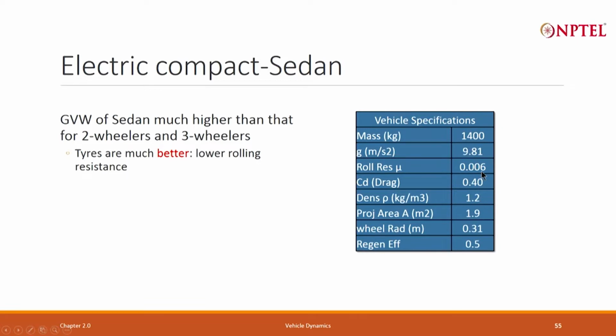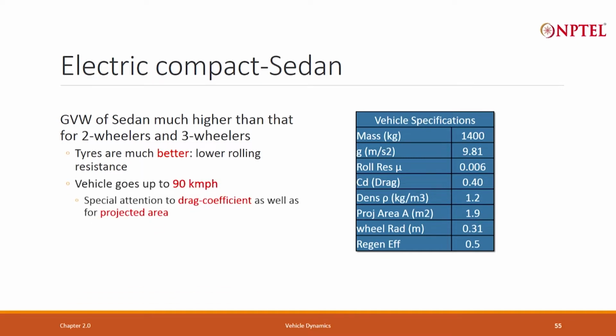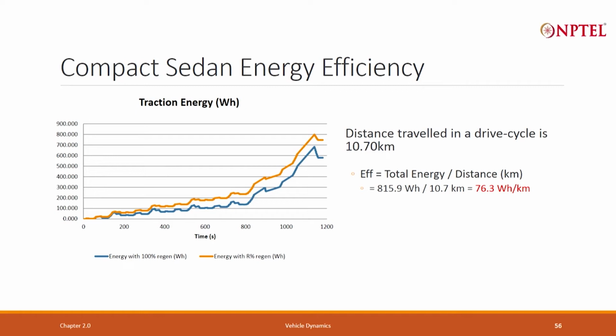Given this, you again take a sedan, we have taken a rough sedan, 1400 kg, rolling resistance is good, you put better tires in the four-wheelers, drag coefficient is 0.4, projected area is close to 2 square meter, wheel radius is bigger, 0.3 meters. Again we have assumed regeneration efficiency of 0.5, we will keep changing that, and as we pointed out the vehicle goes up to 90 kilometer per hour. So, drag coefficient matters a lot, projected area matters a lot, remember these two parameters play a role, and again I calculate what is the energy efficiency.